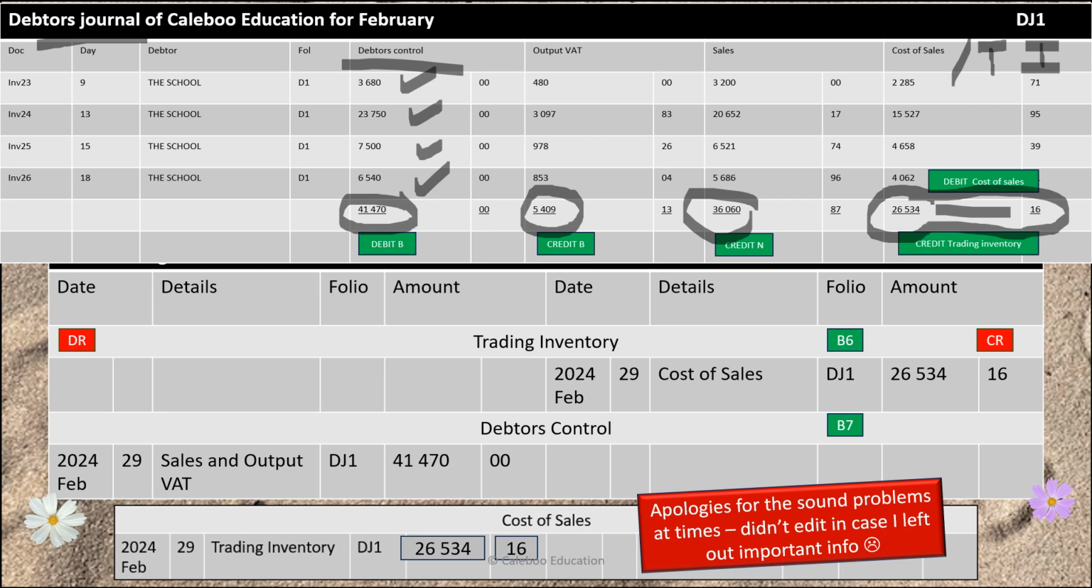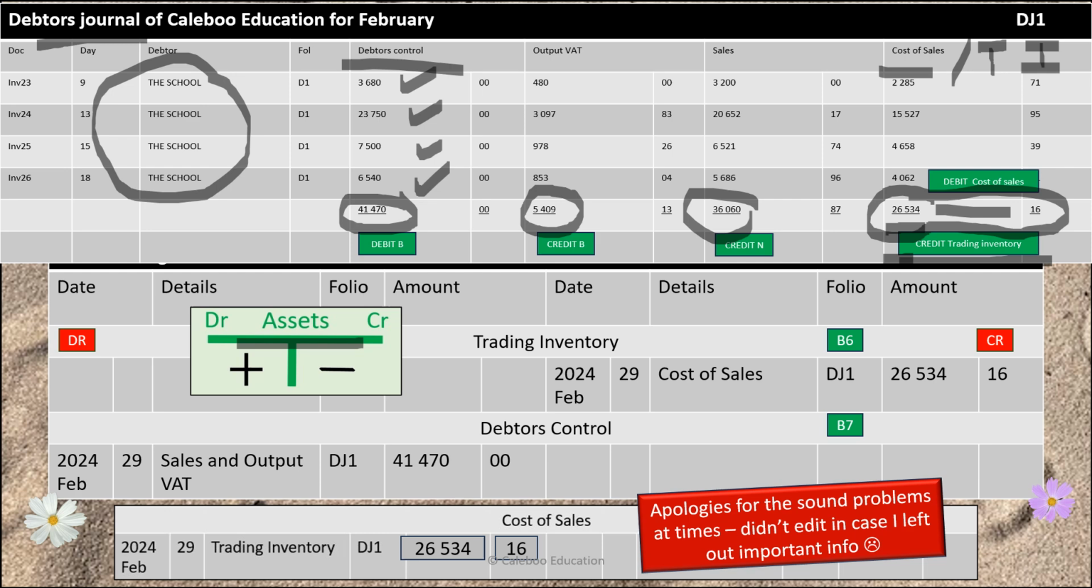We also need to record that the trading inventory that we sold has left the building, and the stock on hand is now less because we've sold the stock to the school. So the total of this column is taken to two accounts. Let's go and take the information to the two accounts. Cost of sales will be debited and trading inventory will be credited.